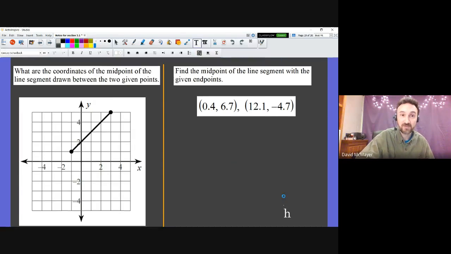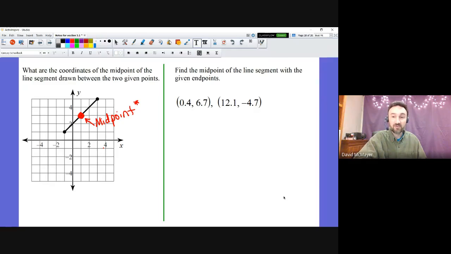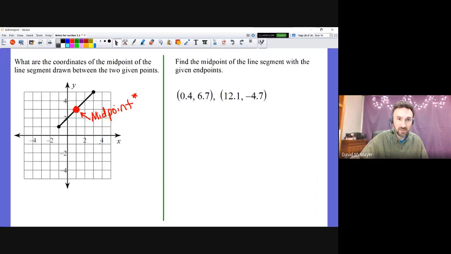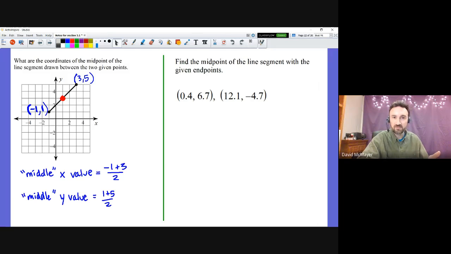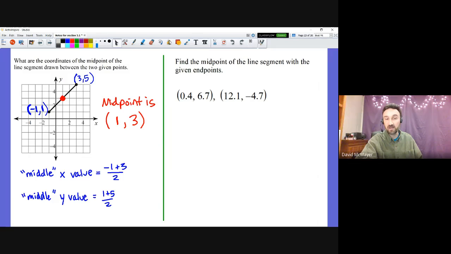We'll do the graph first. So in that graph, we've got a couple of coordinate points. I can kind of see that the midpoint is right in the middle. Okay, I think it's at 1, 3. But if I want to really figure out if that's at 1, 3, I'm going to look at the coordinate points on the endpoints, and then I'll find the middle x value and find the middle y value, and then determine that the middle x value really is 1, and the middle y value really is 3. So the coordinates of the midpoint are 1, 3.